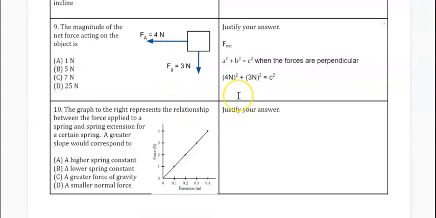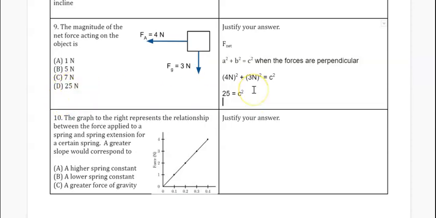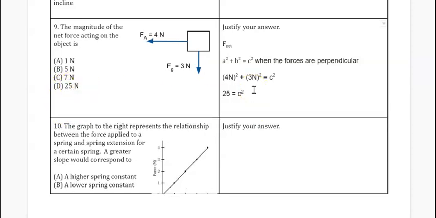This is another case where you don't have to show your work, but it can definitely help. I plugged in 4 and 3 as my A and B. If I put this into my calculator, I'll get 25 equals c squared. And that is an answer choice, but I need to remember to do that last step and take the square root of both sides. That will give me 5 as my answer, so 5 newtons is what I'm going to choose.